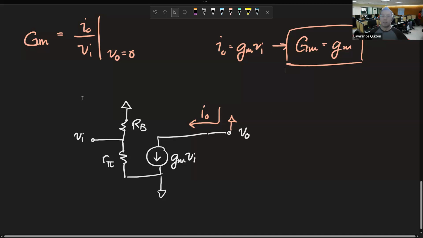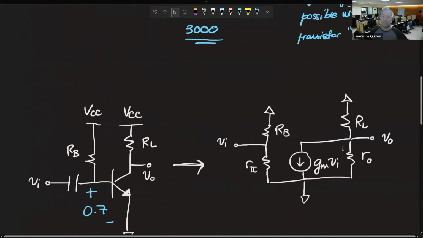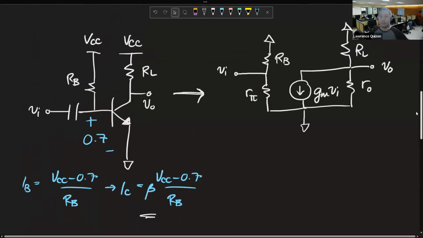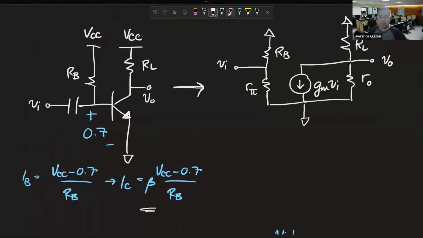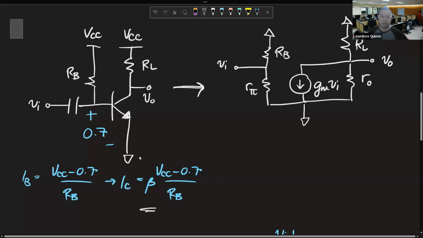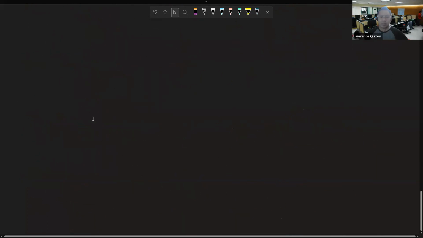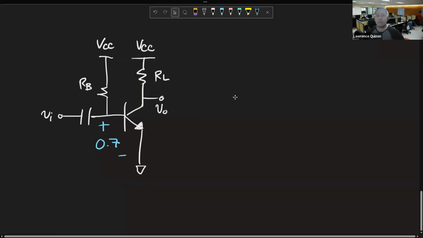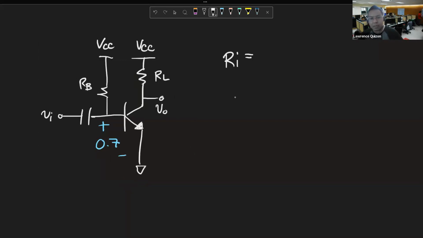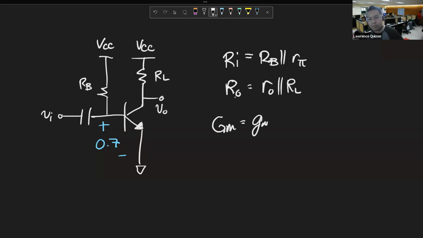All right? So in the end, in our analysis, we find the overall two-port parameters of this circuit, which are now R in is RB parallel R pi, R out is R out parallel RL, and Gm is still small gm.